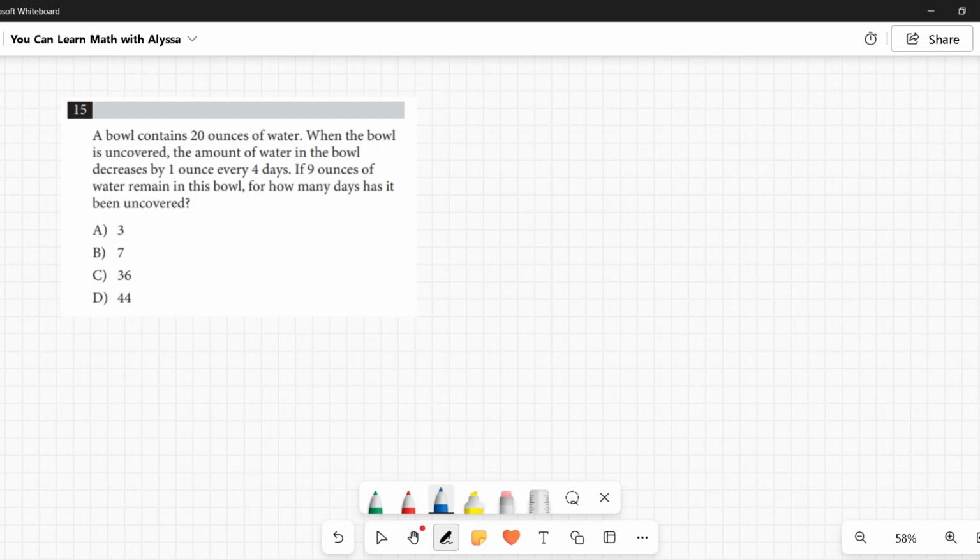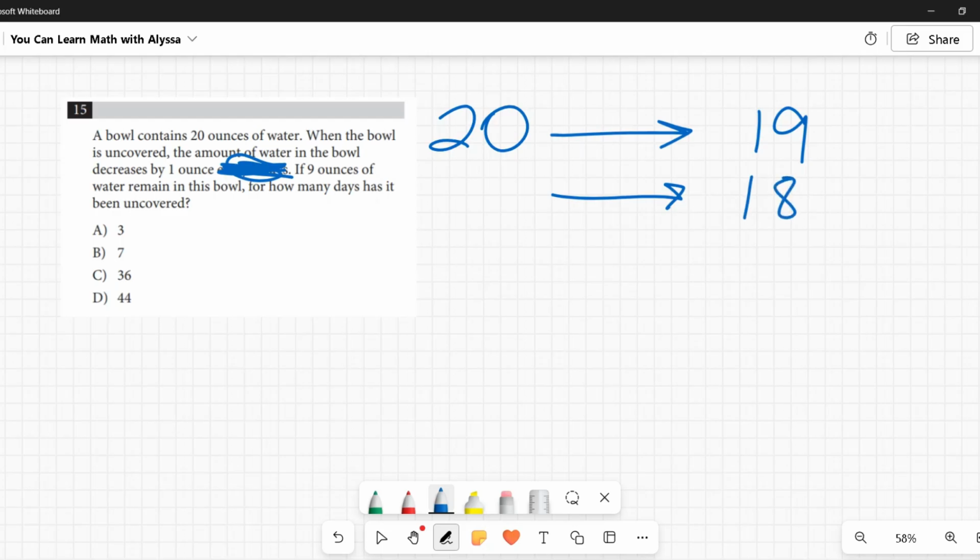So let's look at this. Let's separate this 4 days first. Let's not look at that just now. We know it's decreasing by 1 ounce every cycle. Okay, every cycle that happens, it decreases by 1 ounce. So it starts at 20 ounces, and after one cycle, it is down to 19 ounces. It has lost 1. And then another cycle happens, and it's down to 18. So 2 cycles brings it down to 18.